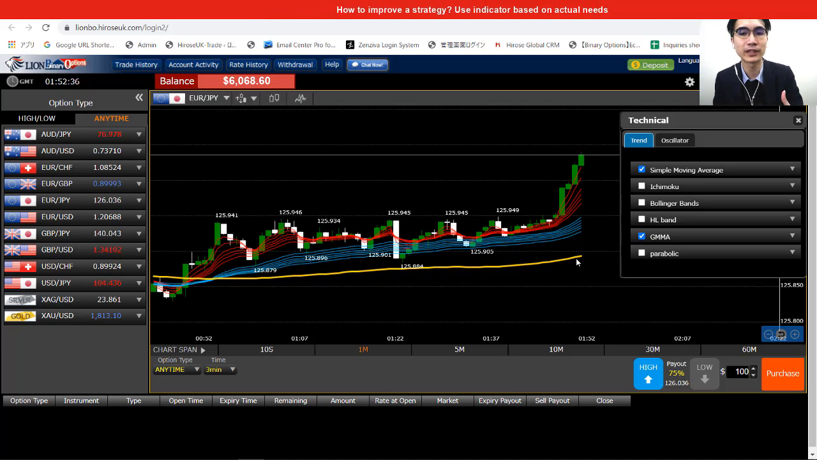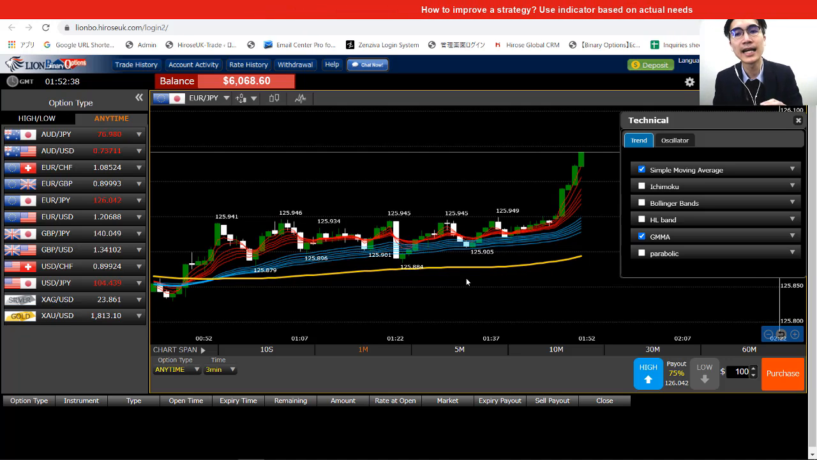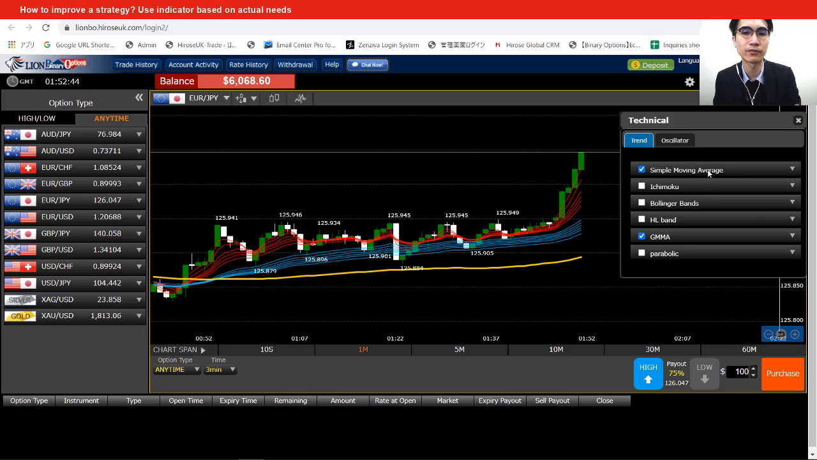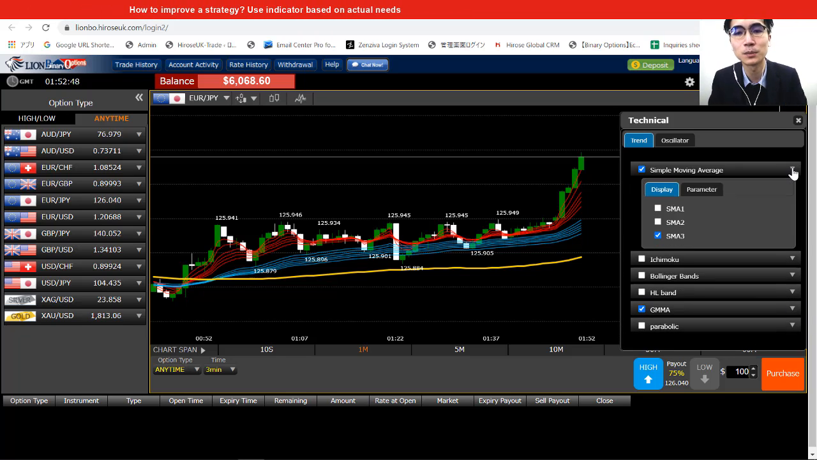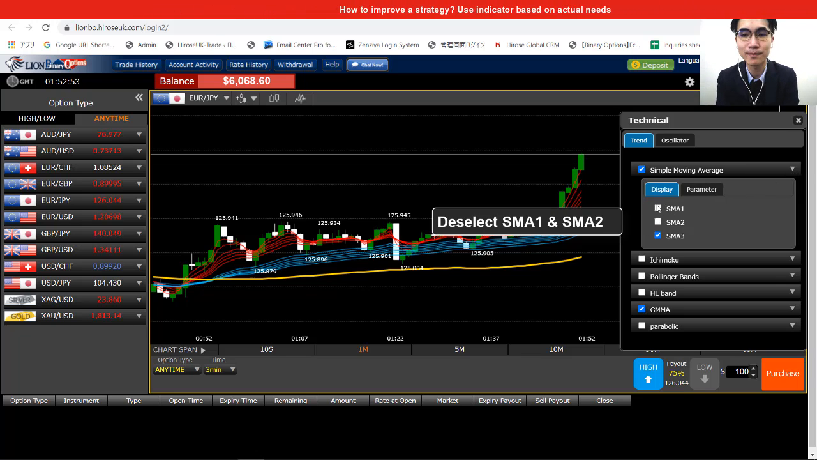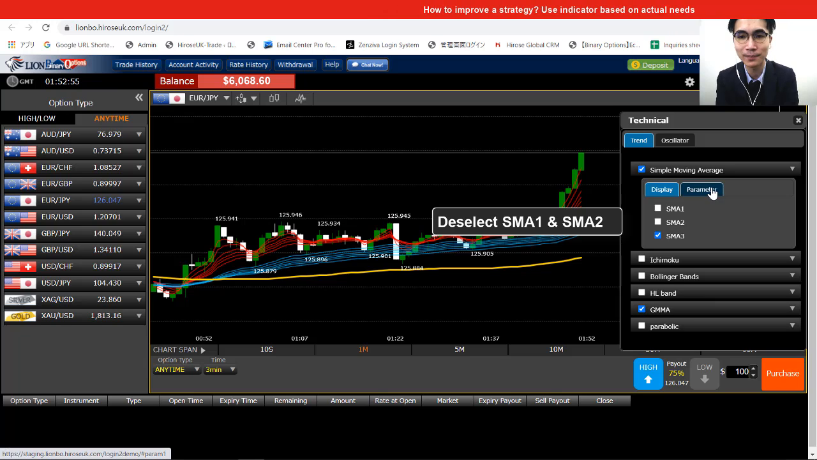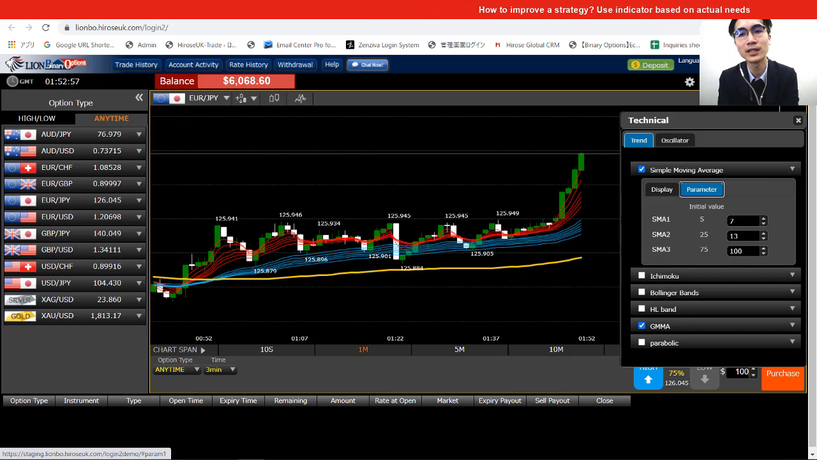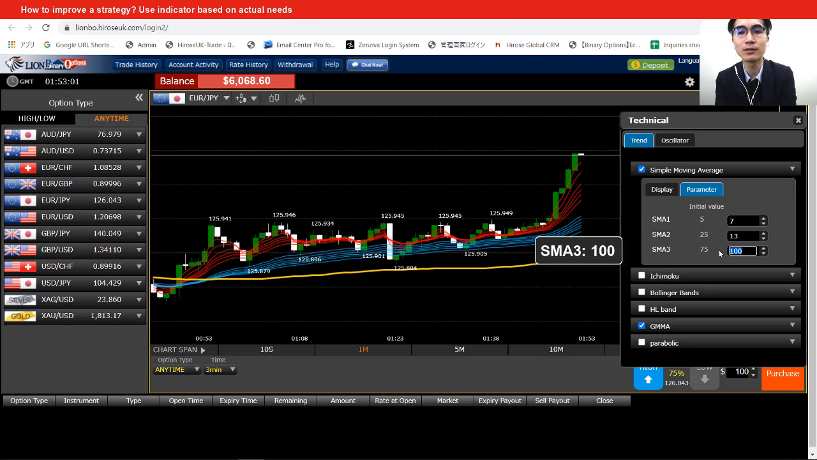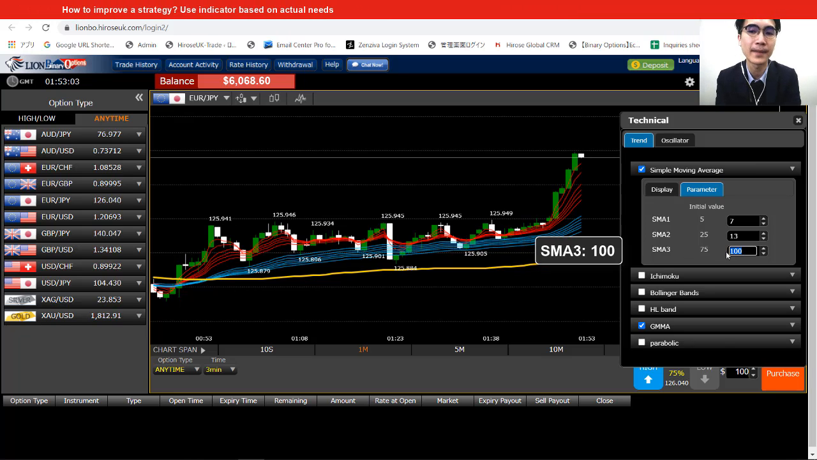Now with the simple moving average, the trend direction is much more clear. The simple moving average is below the candlestick and is tilting upwards, so I see that the trend is in an uptrend, with the help of the simple moving average. Let's do the setting for the simple moving average. I'm just going to deselect SMA1 and SMA2, and for the parameter I'm using 100 for SMA3.